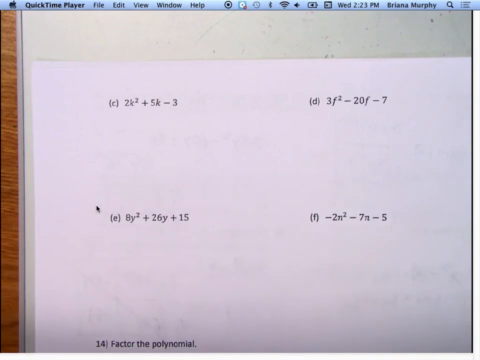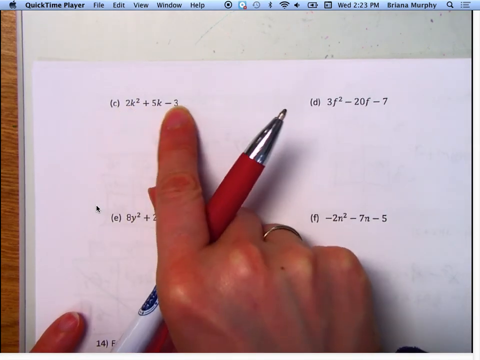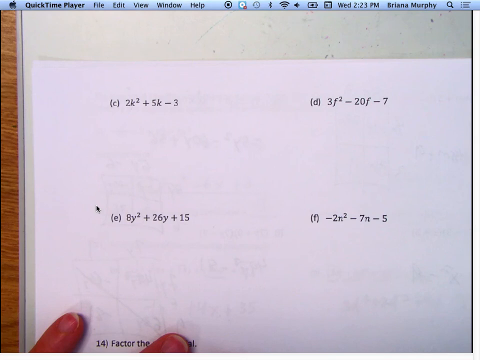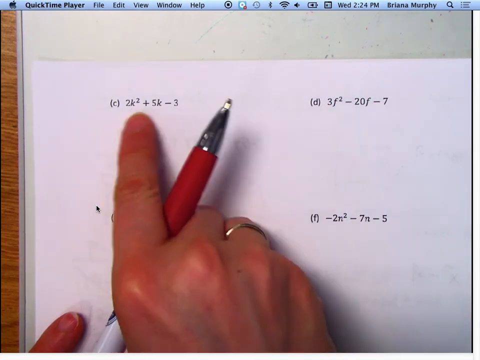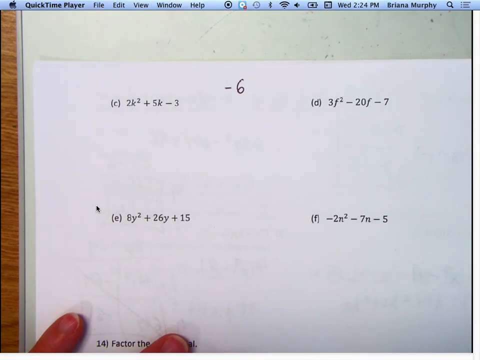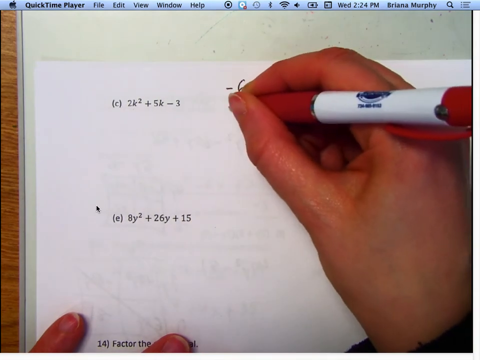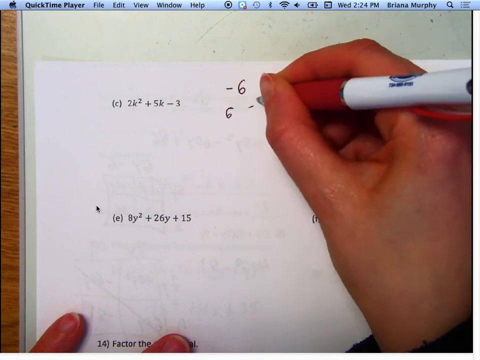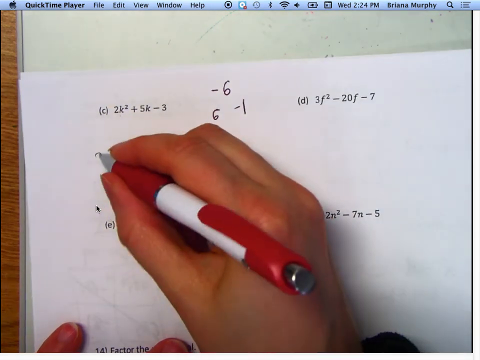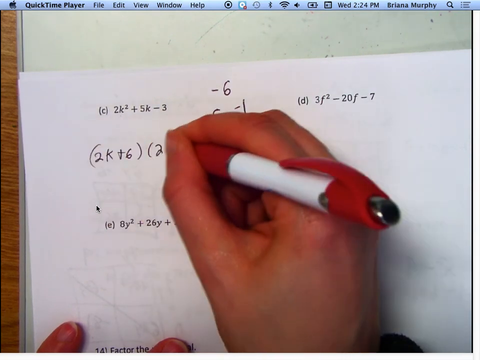So, for C, I have a number in front. So I'm going to do it our way. Is there any number that goes into both 2, 5, and negative 3? No, not besides 1. I just did the box. So I'm going to go 2 times negative 3 is negative 6. What two numbers multiply to give us negative 6 that add together to give us 5? Negative 6 and 1, or positive 6 and negative 1. Okay? So then we'll have 2k plus 6 and 2k minus 1.